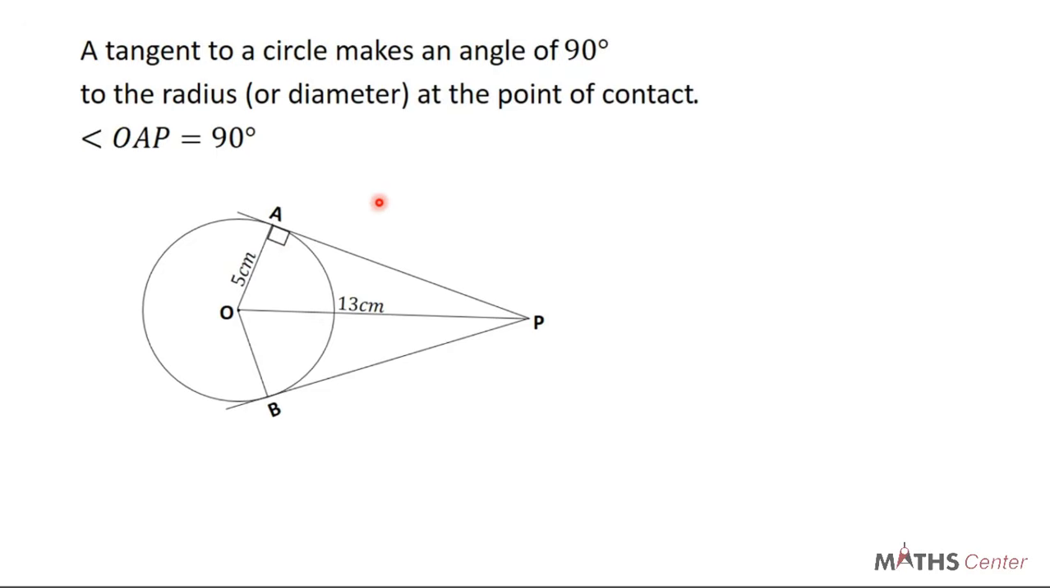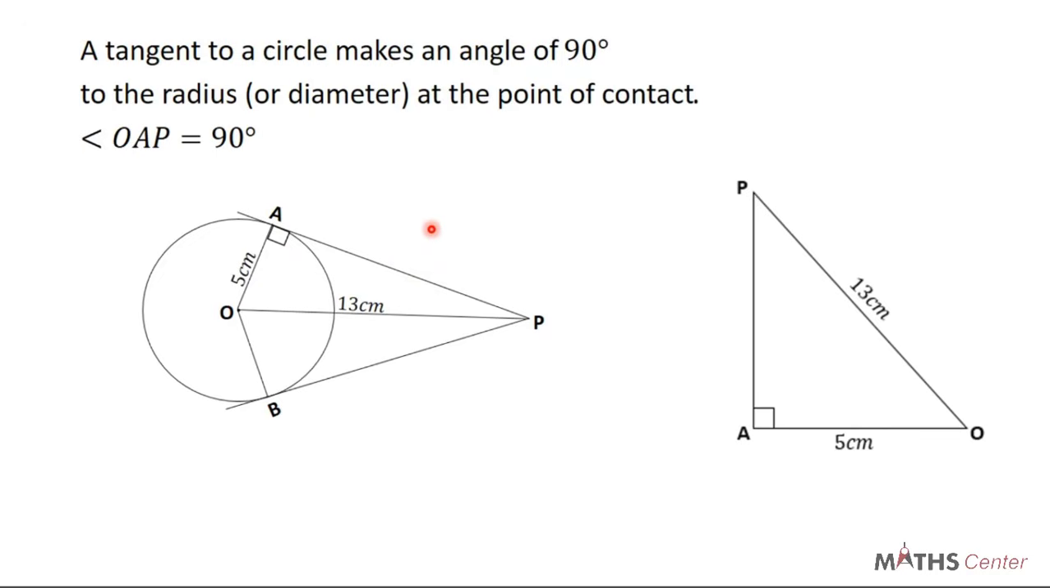Now how can this help us? Because we have this angle to be 90 degrees, we have a right angled triangle. So we can use the Pythagoras theorem to find the other length that we don't have. If we draw this diagram, we are just considering the triangle PAO. So this is going to be the length PA.